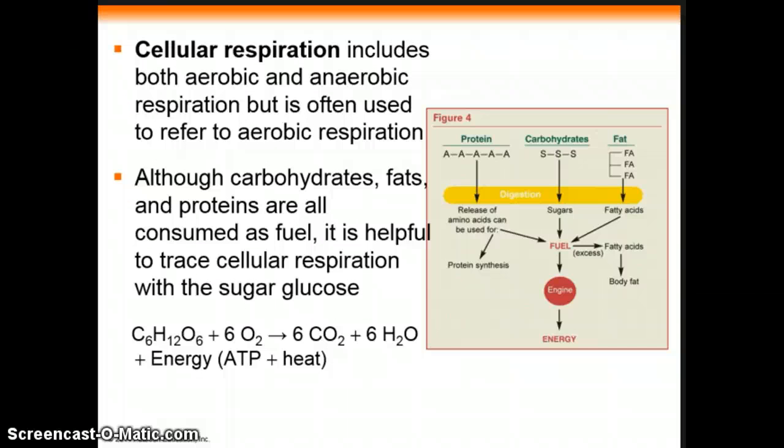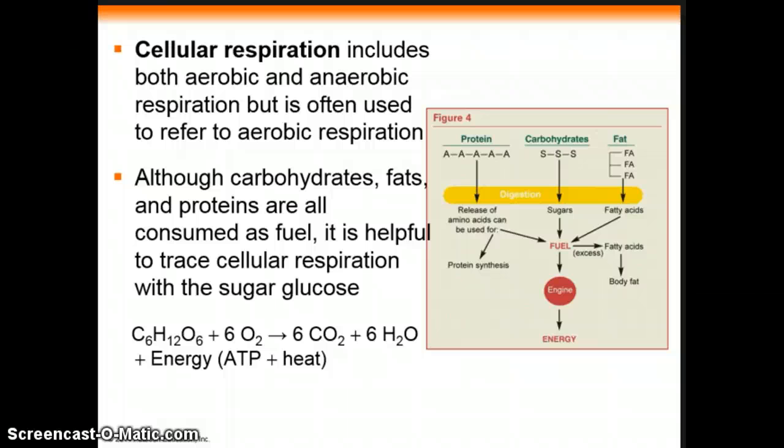This is a reminder again that cellular respiration includes both aerobic respiration with oxygen and anaerobic respiration without oxygen. But usually when we're talking about cellular respiration, what people are thinking about is the part with oxygen, the aerobic part. The other thing that we commonly think of is that we're just breaking down a sugar molecule.